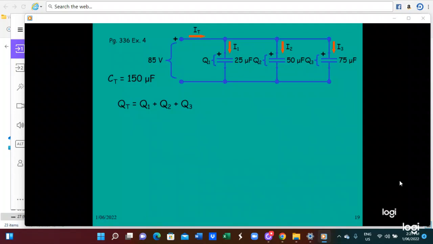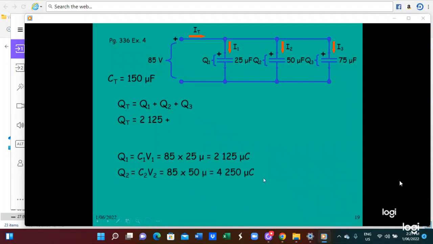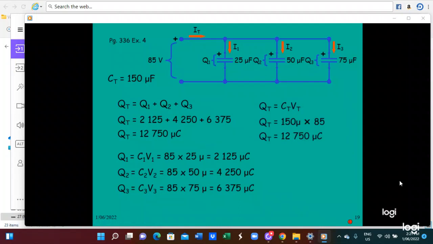Therefore, here you see the capacitors are 25, 50, and 75, and you add them. So for Q1, Q2, Q3, you add everything. Q1 is C1 V1, 85 times 25, 2125. Q2 equals C2 V2, 85 times 50, 4250. Q3 equals C3 V3, 85 times 75, 6375. You add all of it: 2125 plus 4250 plus 6375, you get 12750 microcoulomb. Q_T equals C_T V_T, 150 multiplied by 85, so 12750.